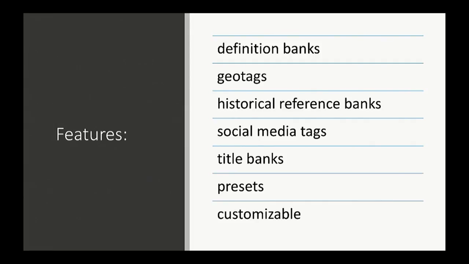Historical reference banks. This is so a journalist can include and give a little more context to maybe the history they're referencing. Social media tags. If a user submits a photo or a video to a news corporation to include in that video, this is so you can give them credit right off the bat. Title banks. If there's possibly a confusing title, maybe Secretary of State, that people don't fully understand what the job entails, you can include that in the product.